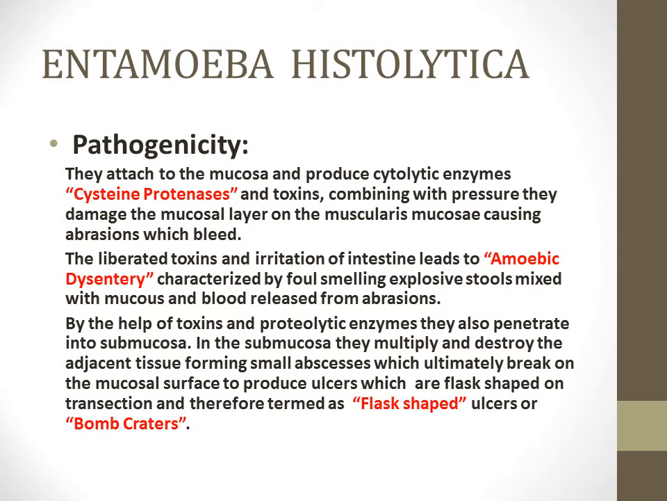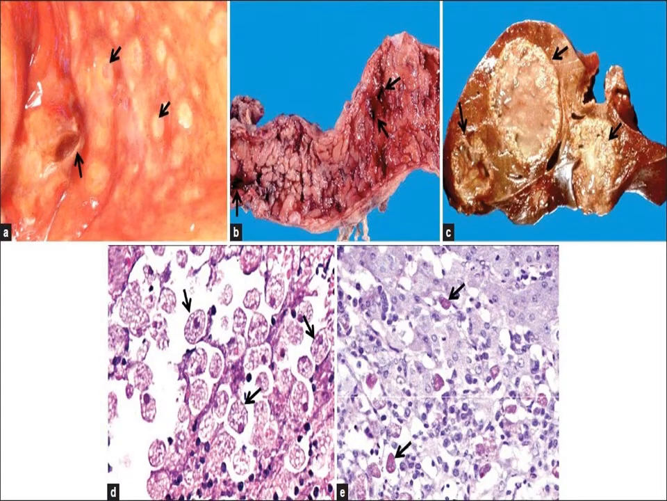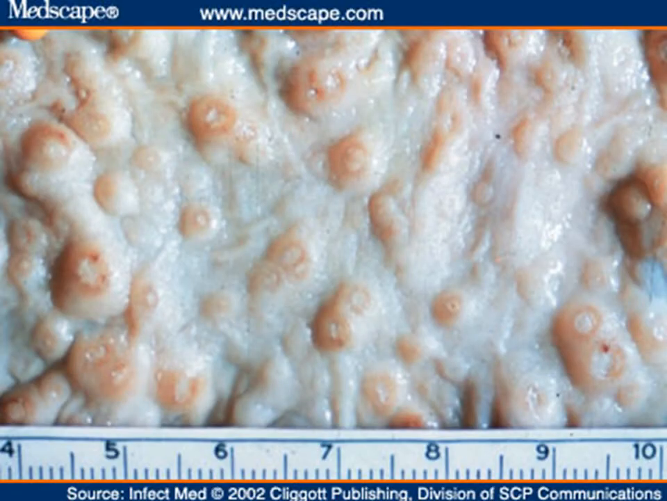With the help of toxins and the proteolytic enzyme, they also penetrate into the submucosal layer of the large intestine, where they damage the surrounding structure and lead to the characteristic flask-shaped ulcer, because on cross-section they appear in the shape of a flask. These flask-shaped ulcers are also referred to as bomb craters. This is the gross photomicrograph of the large intestine showing the amoeba and the characteristic lesions that they produce within the large intestine. This is again the gross photomicrograph of the characteristic flask-shaped ulcer.